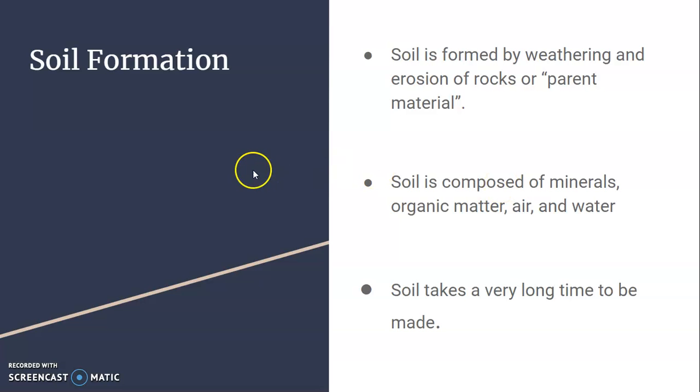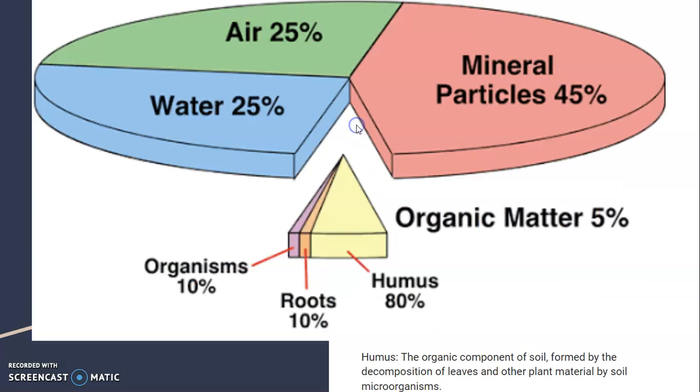Soil takes a very long time to be made. So I have a picture for you. A good estimate is that soil is 25% air, 25% water, 45% mineral particles, which means those little pieces of rock, and then the rest of it is 5% organic matter. So the dead plants, the dead animals, so you see roots, organisms, decaying organisms, and then humus.